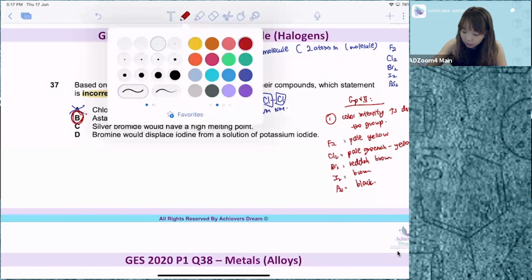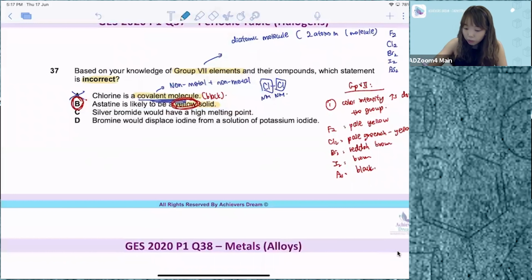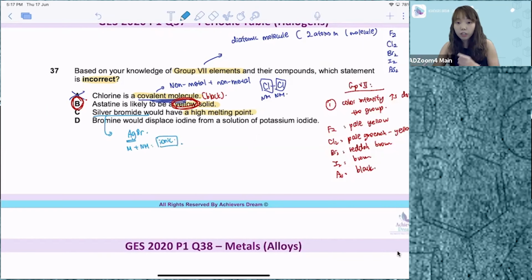Then for option C, silver bromide would have a high melting point. So this is linked to chemical bonding. Silver bromide, AgBr, is a metal plus non-metal combination, and it forms an ionic compound. So silver bromide is ionic. Ionic compounds have a high melting and boiling point.